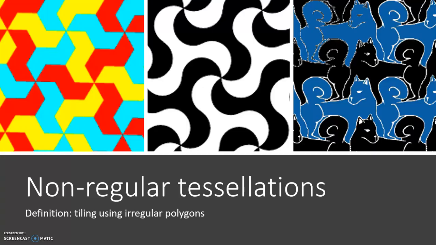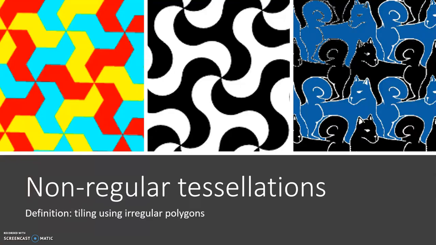Lastly, we're going to talk about non-regular tessellations. This is using irregular polygons or weird shapes. I think this one with the dogs is pretty interesting. But you see, these are just more fun. You know, there's a lot more that goes into them. We're not going to spend a lot of time on those, but they are pretty neat.